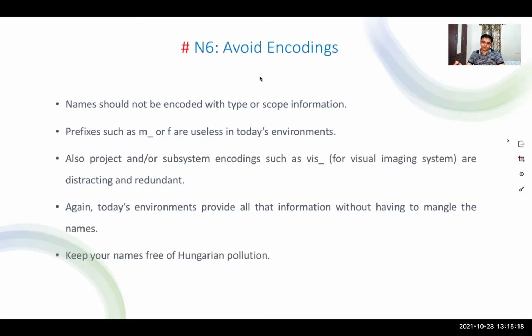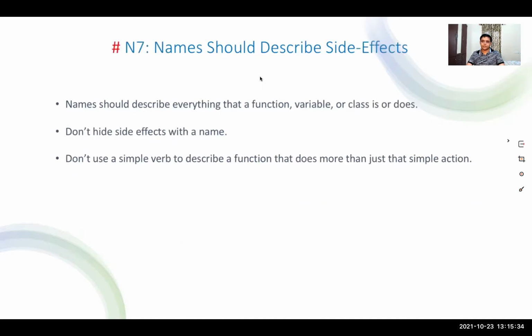And I said avoid encodings. These are useless right now. Today's environments provide all the information when I click that variable, so you can avoid Hungarian notations. Names should be descriptive, whether function, variable or class. Don't hide side effects. Use simple verbs.